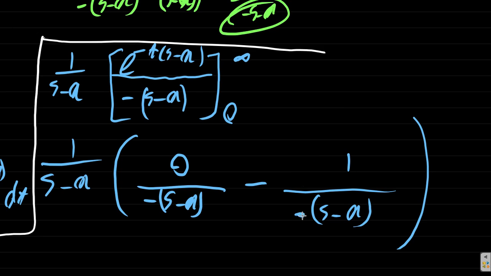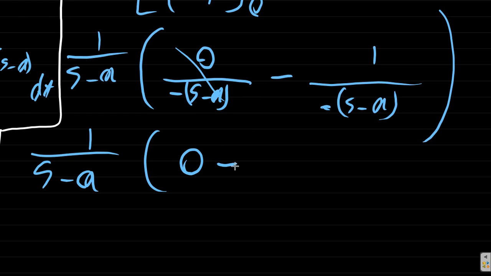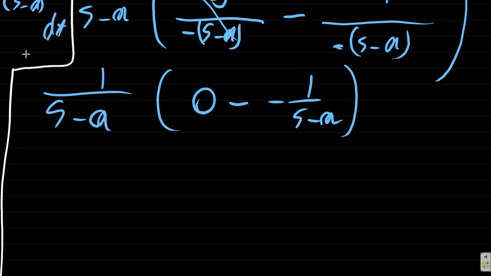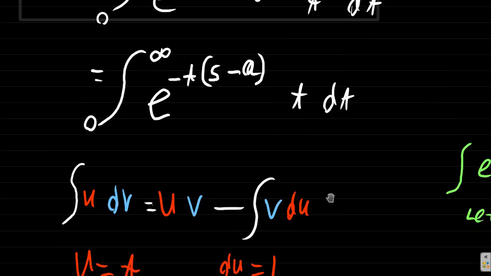So now, what you have here is 1 over s minus a times, this is 0, 0 minus negative 1 over s minus a. Now, here, minus negative 1 is positive 1. So we have 1 over s minus a times 1 over s minus a. That's what we have.